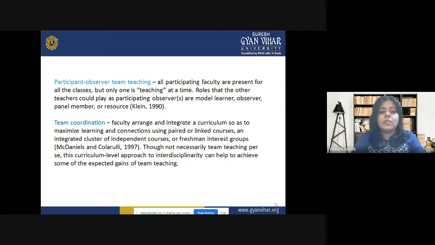An integrated cluster of independent courses or freshman interest group, as stated by McDaniel and Colarulli in 1997. Though not necessarily team teaching per se, this curriculum-level approach to interdisciplinary work can help to achieve some of the expected gains of team teaching.